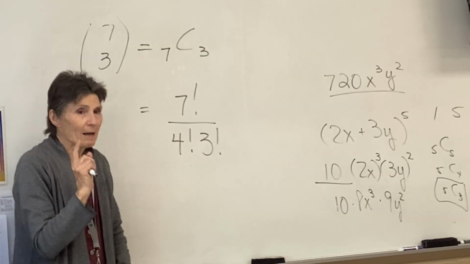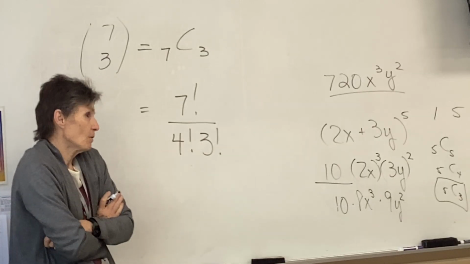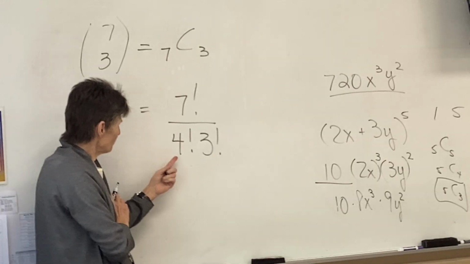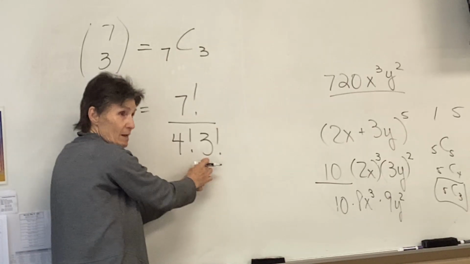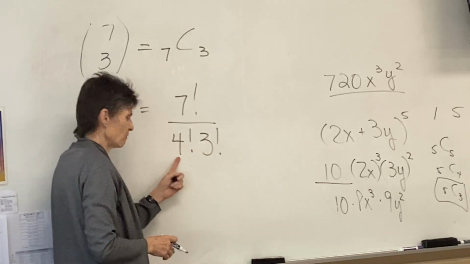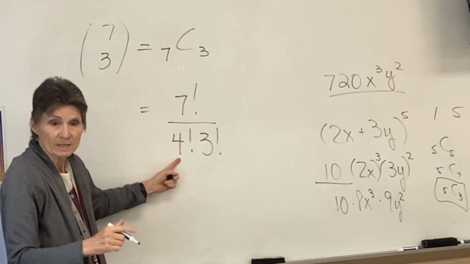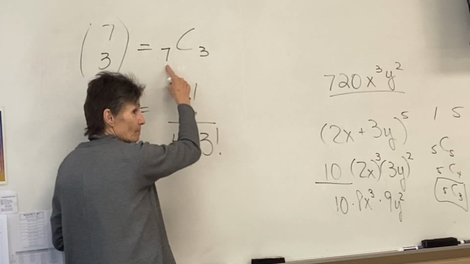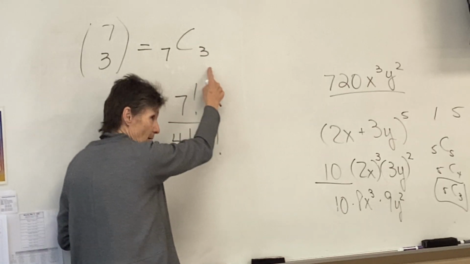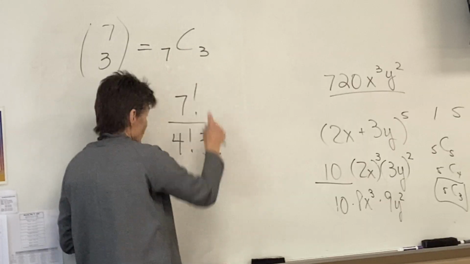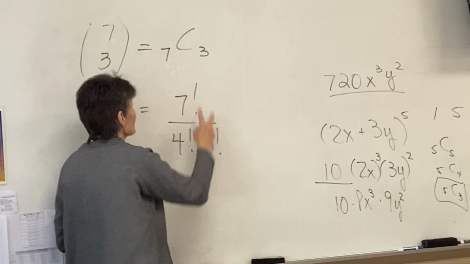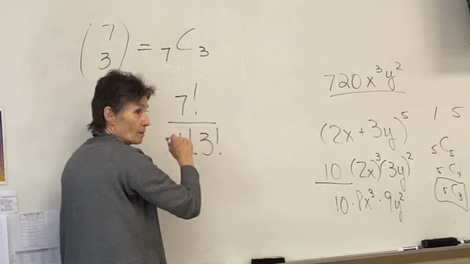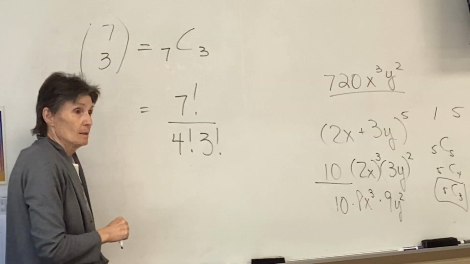Now, I bet you see where the 7 came from, 7 factorial. Maybe you can see where the 3 came from. Where'd that 4 come from? The difference, exactly. So it's this number over this number and the difference. So there's 2 things in the denominator: the difference, 7 minus 3, 4, and that number.